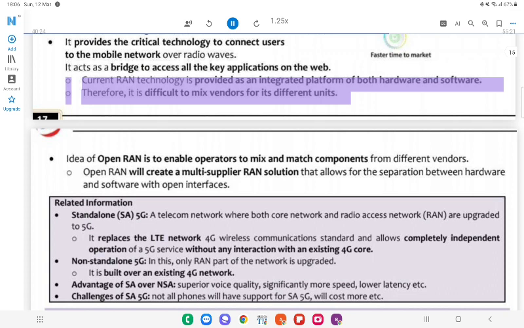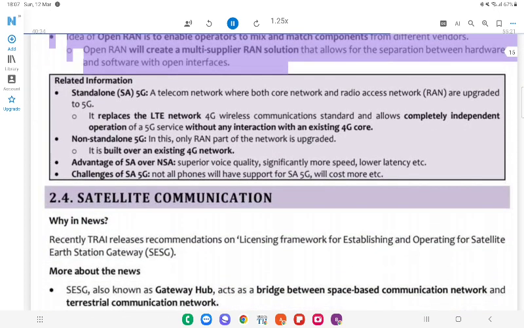Our current RAN technology is provided as an integrated platform of both hardware and software, and therefore it is difficult to mix vendors for its different units. The idea of Open RAN is to enable operators to mix and match components from different vendors. Open RAN will create a multi-supplier RAN solution that allows for the separation between hardware and software with open interfaces.